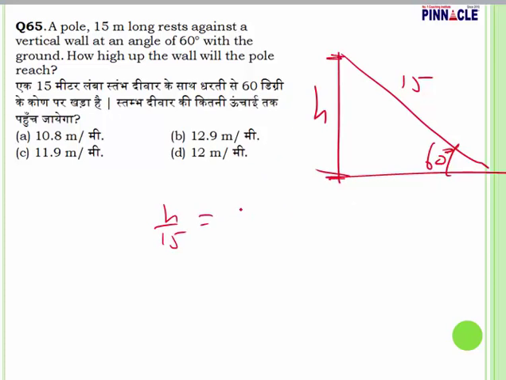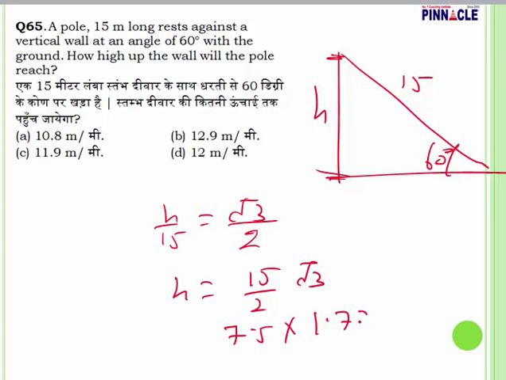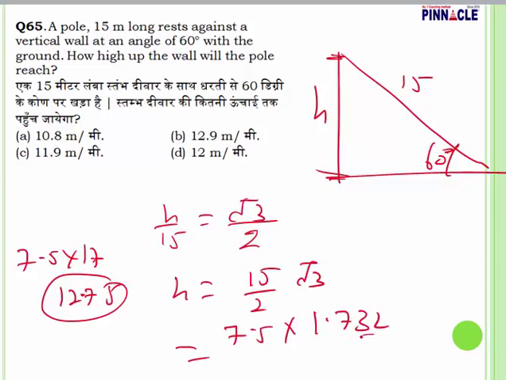So h by 15 is equal to sine 60. Sine 60 is root 3 by 2. So h would be equal to 15 by 2 into root 3, that is 7.5 into 1.732. Let's multiply 7.5 into 1.7, that would be equal to 12.75. So it should be more than 12.75. 12.9 should be the answer.